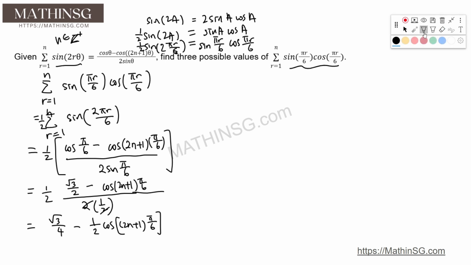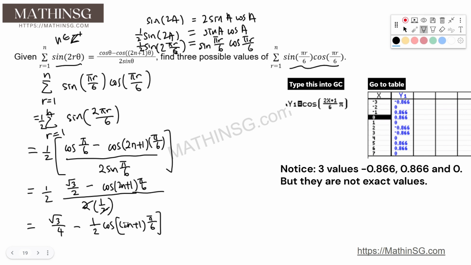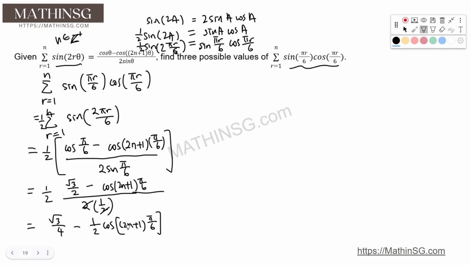So what we can do is type it into your GC. You can type in y equals cosine (2n+1)π/6, then you see what values it gives. But take note, the GC will give you decimals, because there's some root 3 in some of the values. Some of the values will be decimals.